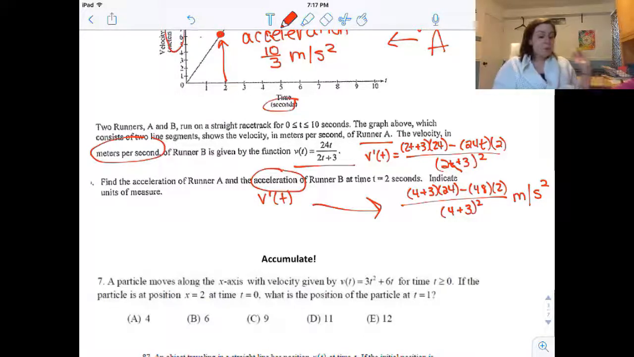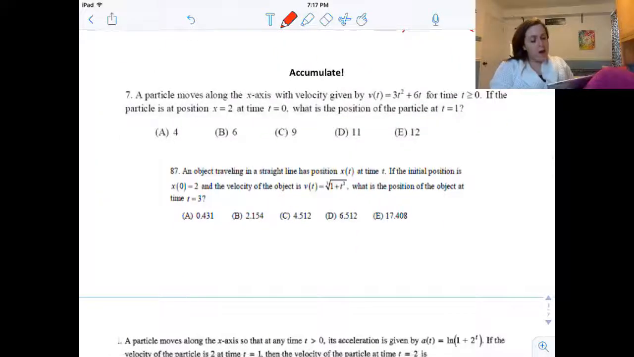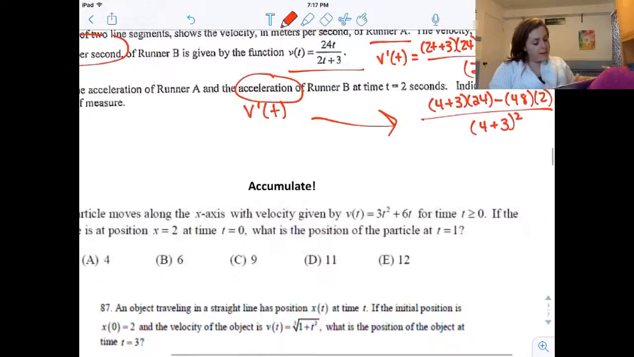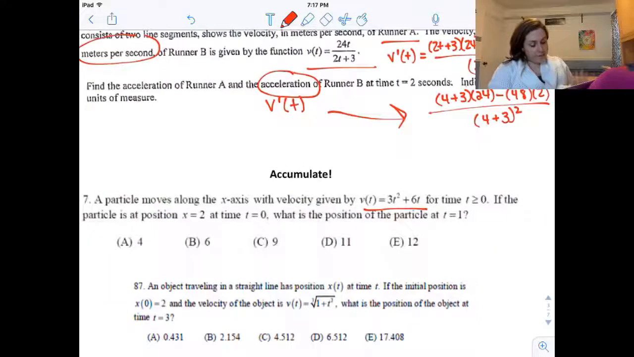Okay, so those are the basics of kind of calculating things, right? Just calculating. Now what we're going to start to look at is some accumulating. So what do I do when I'm working the other way? So on this first one that says number 7, a particle moves along the x-axis, again, just left to right, with a velocity given by this. If the particle is at a position x equals 2 at t equals 0, boom. In my mind, that screams initial. What is the position of the particle at t equals 1?